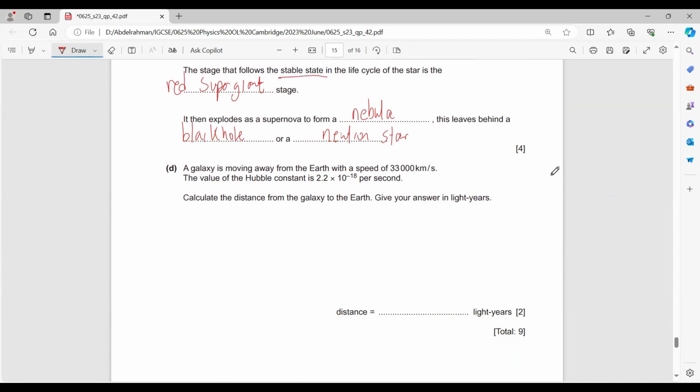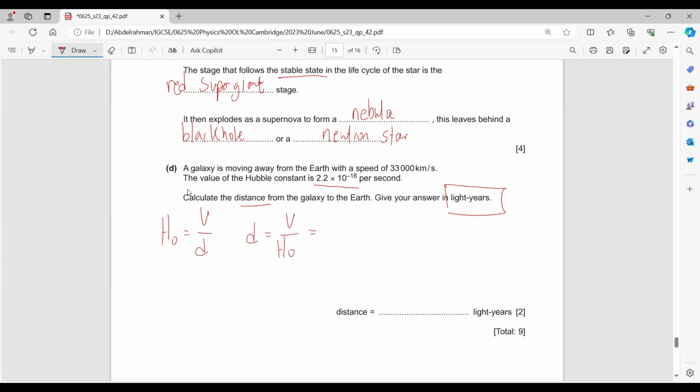A galaxy is moving away with a speed of 33,000 kilometers per second. The value of Hubble's constant is 2.2 times 10 to the negative 18. Calculate the distance. Give your answer in light years. What should we do? Hubble's constant H naught equals speed over distance. We need to find the distance, which would be speed over Hubble's constant.